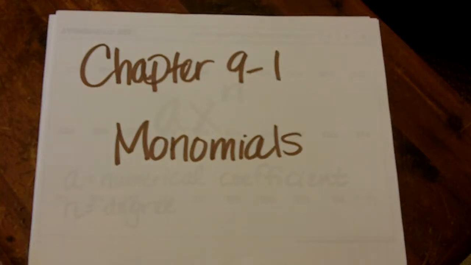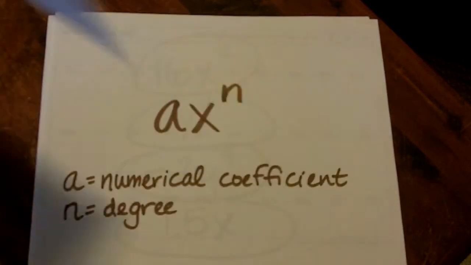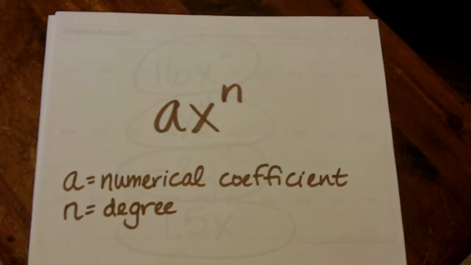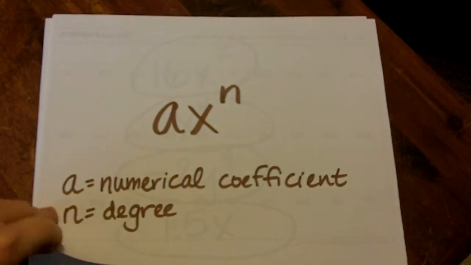Chapter 9.1 deals with monomials. And when it talks about monomials, it is dealing mostly with monomials in one variable or letter in the expression ax to the nth, where a is the numerical coefficient and n is the degree of the monomial. We would refer to n as the exponent, but it also indicates the degree.